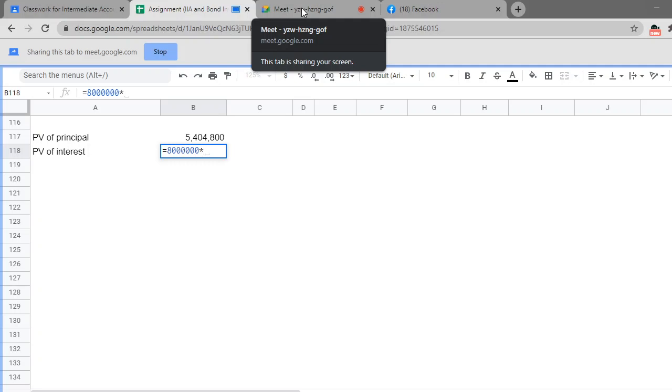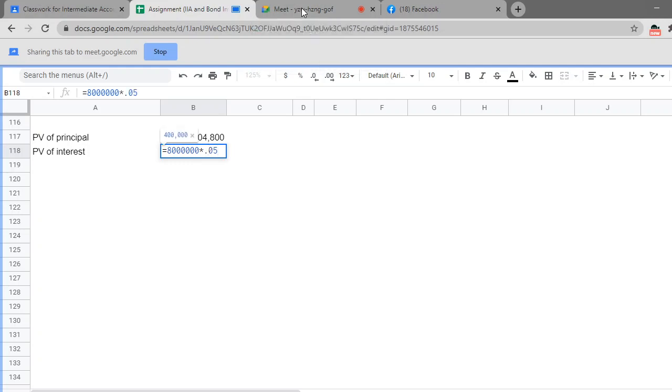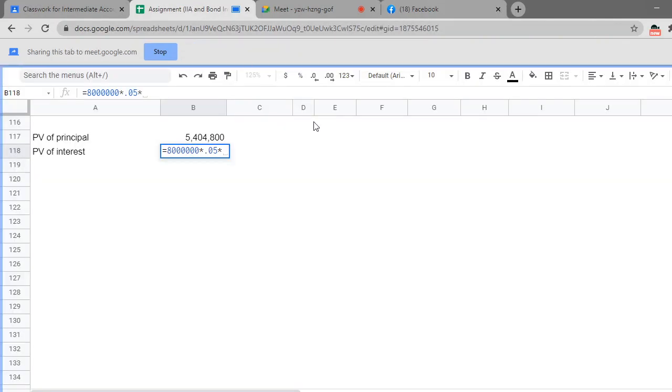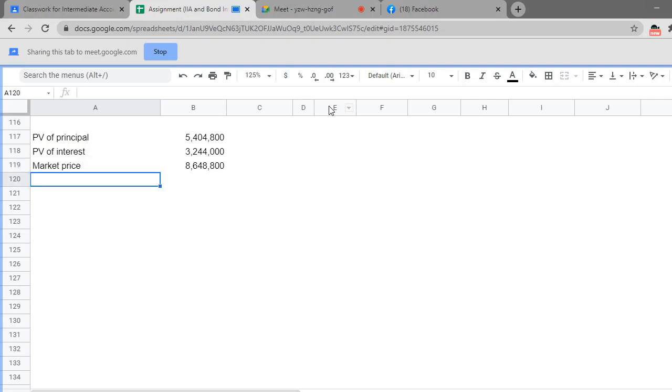Okay? And the nominal rate there is 10%, but that is good for 1 year. And again, semi-annual ta nga mag-collect og interest. So that would be 5% only. Times, which one to use, the 7.72 or the 8.11? I think we made an emphasis of this and we're going to use 8.11. Ayan. So, a total of 8,648,800.